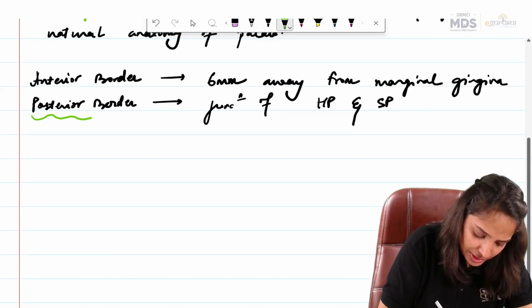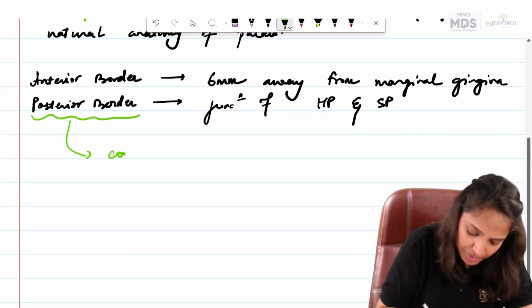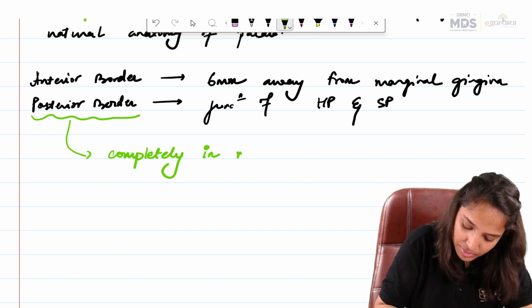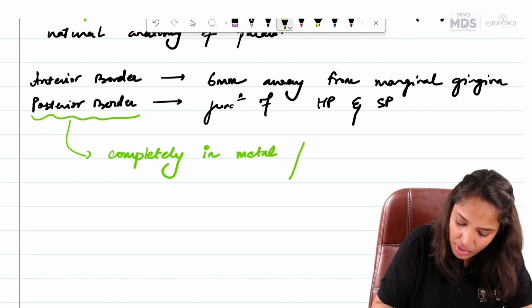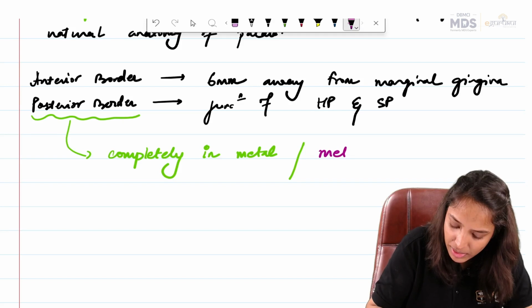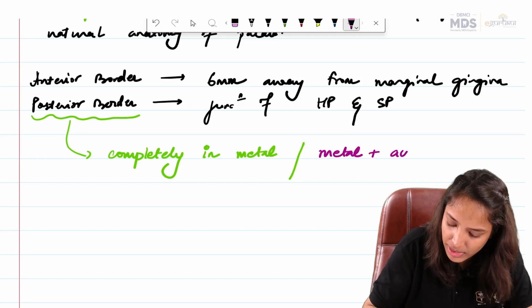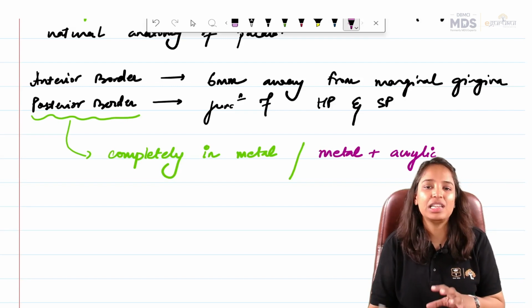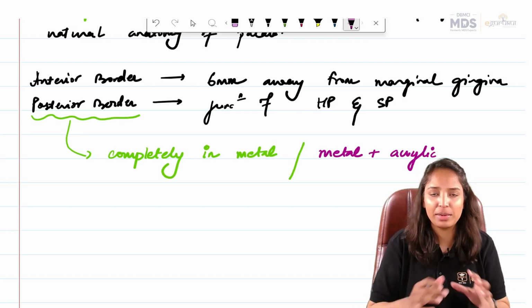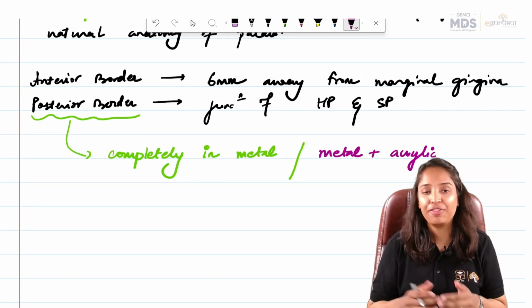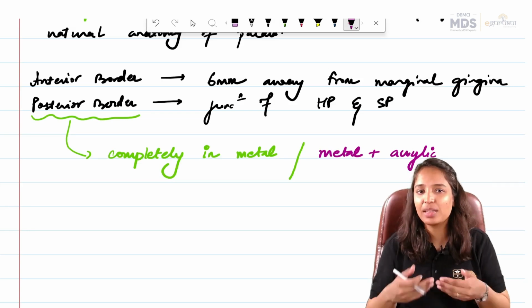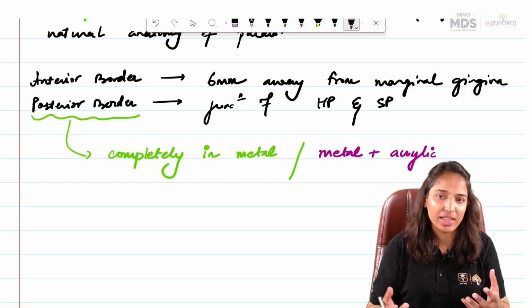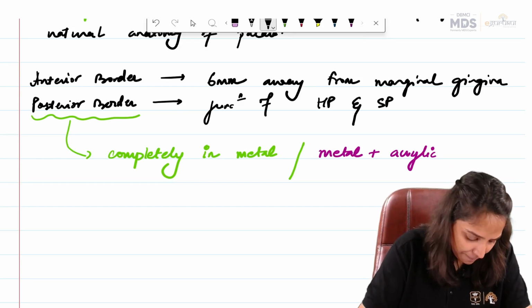And posteriorly, it is at the junction of hard palate and soft palate. Now, this posterior border can be completely metal also, or it can be metal plus acrylic. So, if you want to do posterior damming, posterior palatal seal formation and damming, you can make it in metal plus acrylic. If you want to duplicate in acrylic, make the posterior border slightly shorter, prepare some space for acrylic, and then you can dam that area.